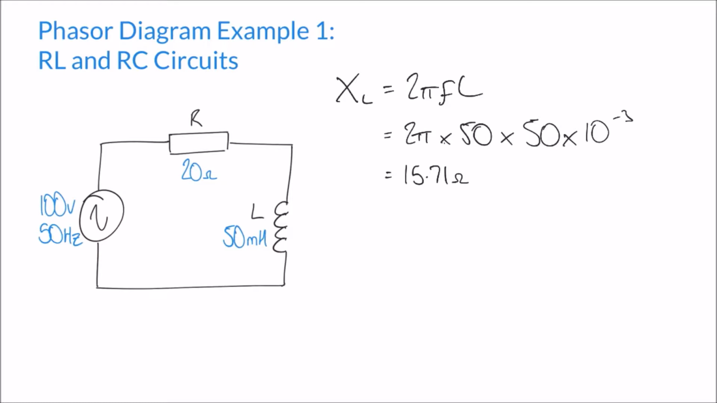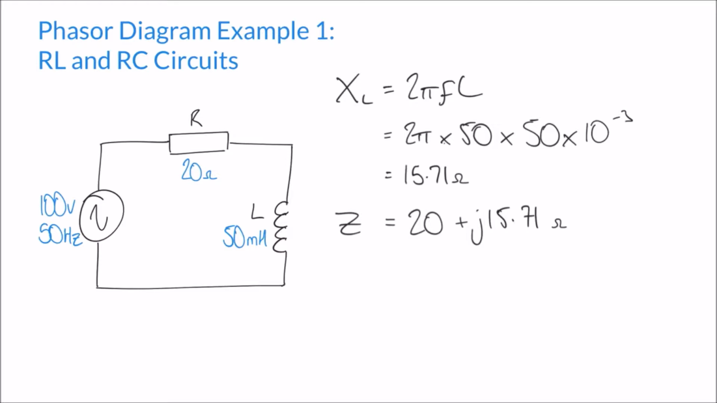Now, one thing to remember, and again, this is going back to when we discussed impedance in AC circuits, is that impedance is a complex number and it's made up of a real component, which is resistance, and an imaginary component, which is reactance. So if we were to express the impedance Z of this circuit as a complex number, it would be 20, our resistance, plus the reactance, which is the imaginary component. So in rectangular form, that's j 15.71 as our reactance there. So the impedance of the circuit is 20 plus j 15.71 ohms.